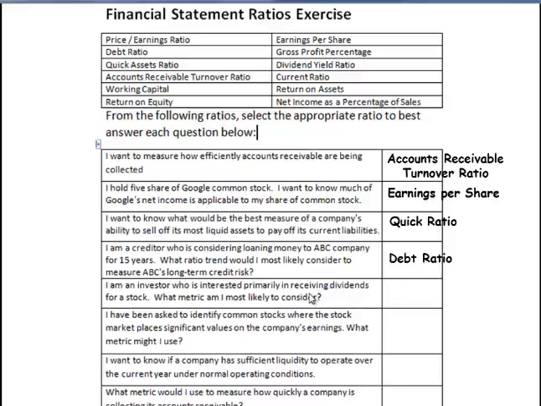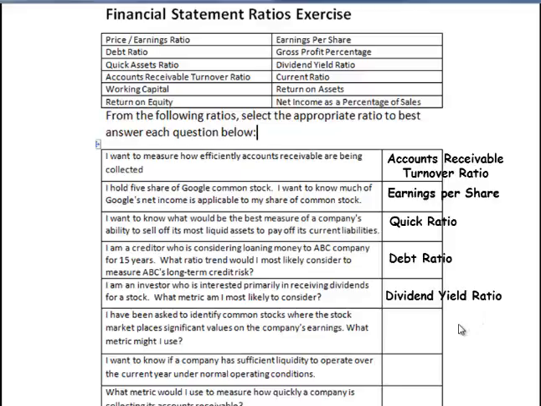Okay, the next one is, I'm an investor who's interested primarily in receiving dividends for a stock. What metric am I most likely to consider? So I'm an investor and I don't really care about the growth of the stock. Oh yeah, I'd like the price to go up, but I'm investing for the dividends. So I want to basically invest in the stock that'll give me the most bang for my buck with dividends. And I would measure that utilizing the dividend yield ratio. So that would be dividend yield ratio.